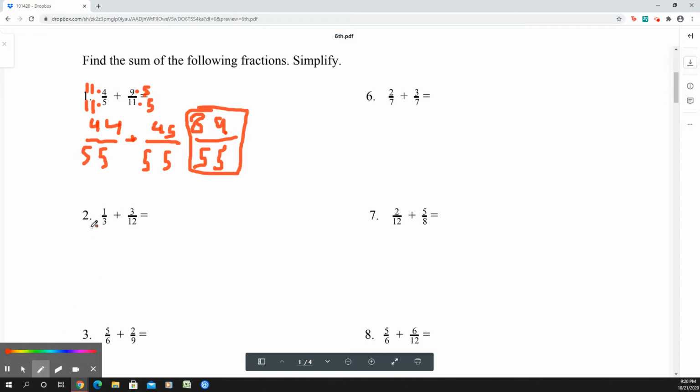So the next question is 1/3 plus 3/12. Now 3/12 can stay, and this is because the greatest common factor for them is 12. Because if you multiply 3 by 4, and you multiply 1 by 4, you get 4/12. And then you add, and you get 7/12.